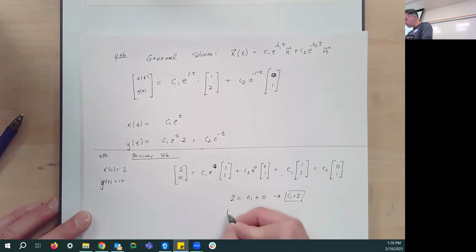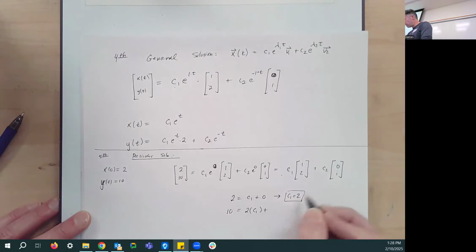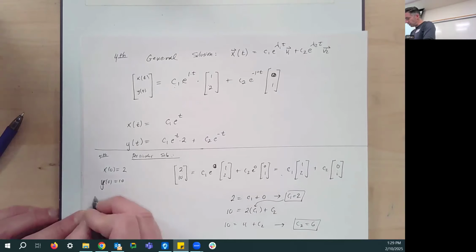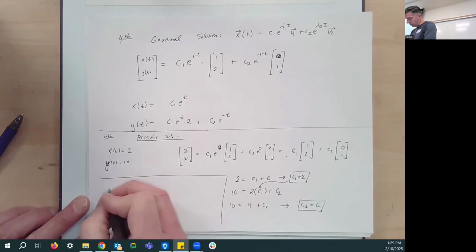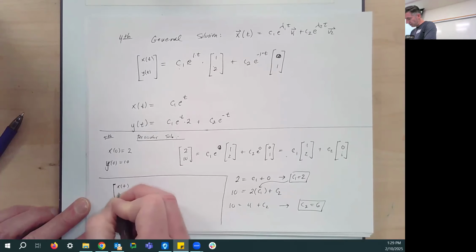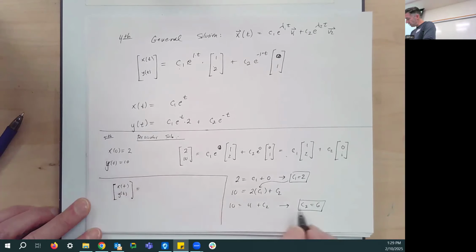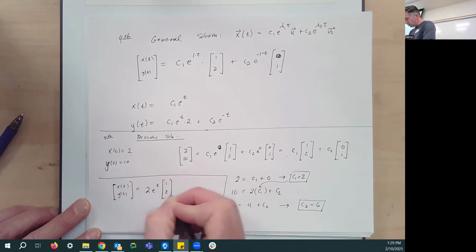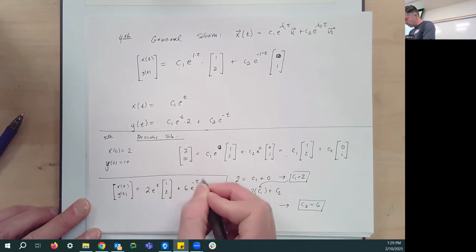We know that 10 is equal to C1 times 2 plus C2 times 1. But we know that C1 is itself 2. So 10 is equal to 2 times 2 plus C2. So C2 has to equal 10 minus 4, which is 6. So our particular solution here is that x of t, y of t is equal to C1, which is 2 e to the t times the vector 1, 2, plus 6 e to the negative t times the vector 0, 1.